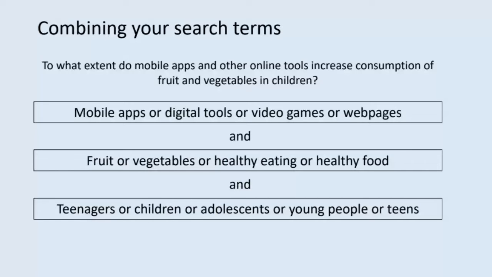So this is just a bit of a visual representation of what it might look like in a database. We've got our first concept, which is mobile apps here, and we're combining this with OR. So we're doing mobile apps or digital tools or video games or web pages. But then we want to say AND fruit or vegetables or healthy eating or healthy food, AND teenagers or children or adolescents or young people or teens. So this is how we approach database searching. We use the ORs to combine synonyms and then we use AND to combine those concepts together.